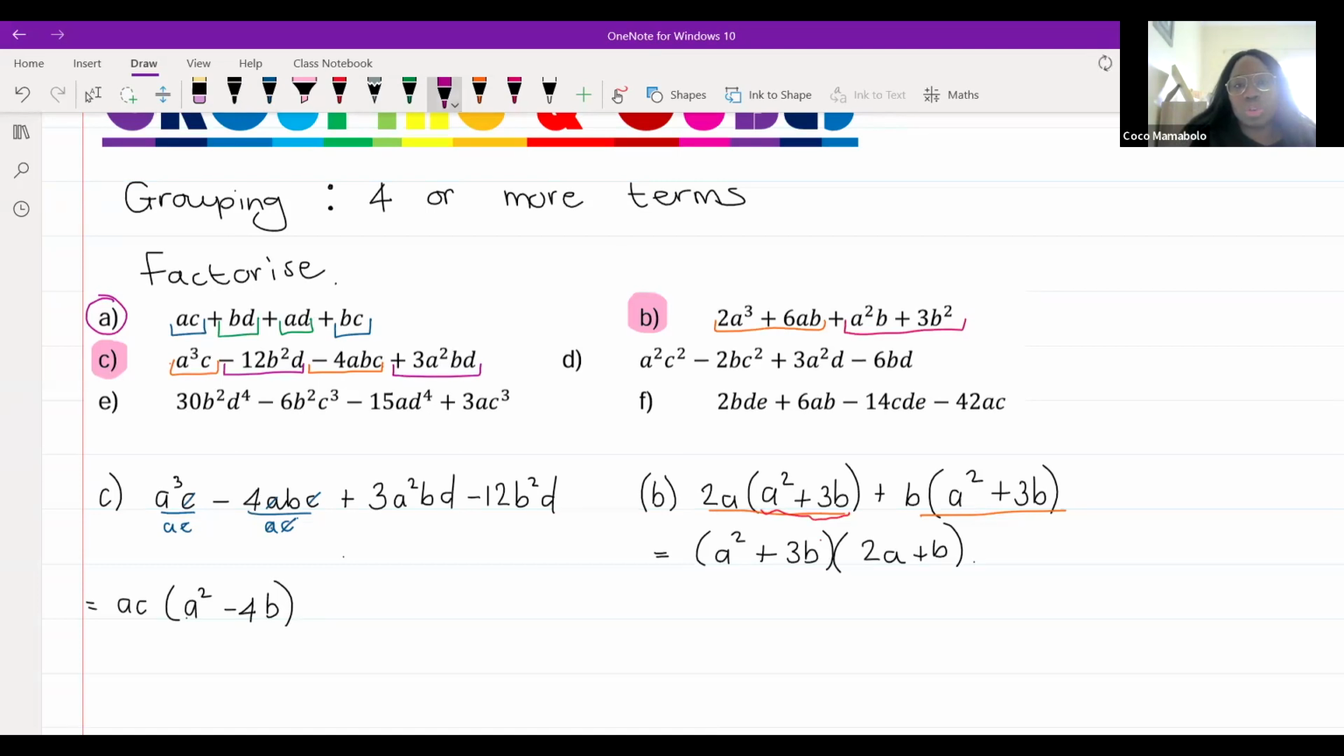Now let's go to these 2 over here. What is my highest common factor? Okay, start with the numbers. Remember, let's start with the numbers. What is the common number?